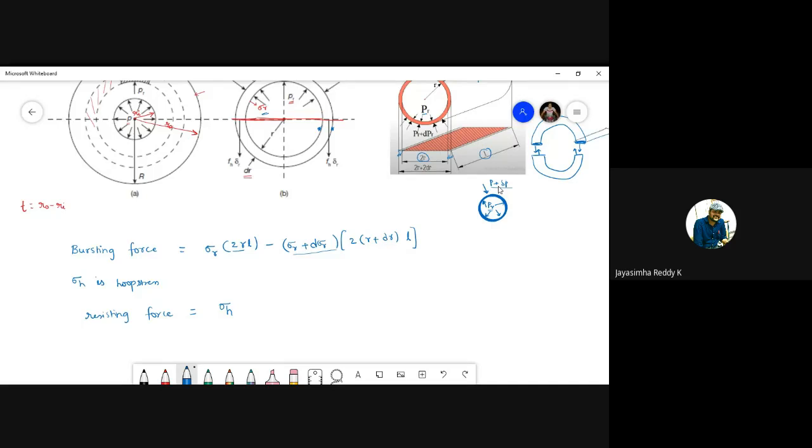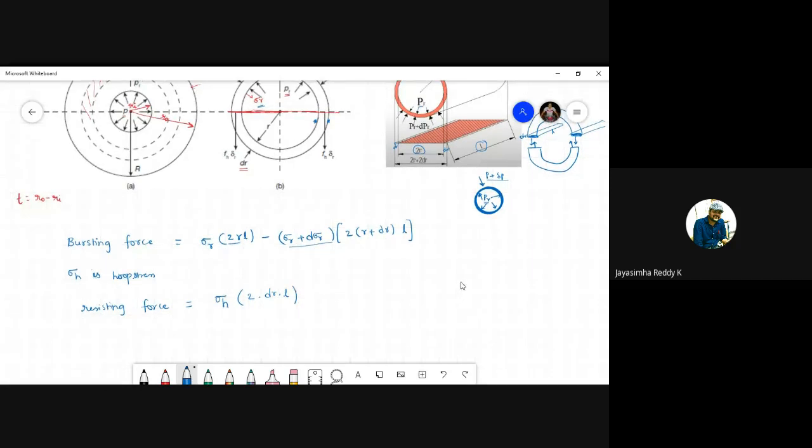Alright. So we need the area of these strips, right? Area of these strips will be 2 into dr into L. So dr into L is the area of this rectangle. This is dr, right, students, and this is L. So dr multiplied by L is the area of this strip, and dr multiplied by L is the area of this strip. That is why I have written 2 here. Is it clear? Now we can equate this bursting force to the resisting force.